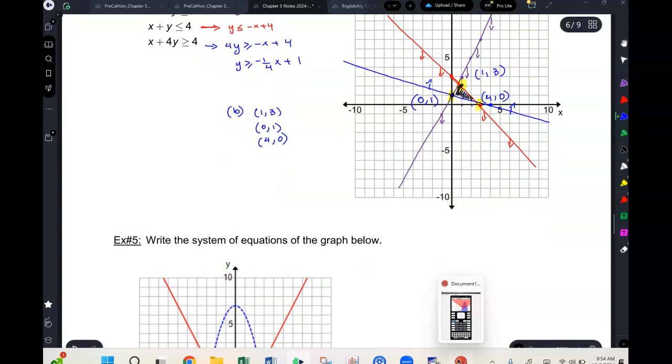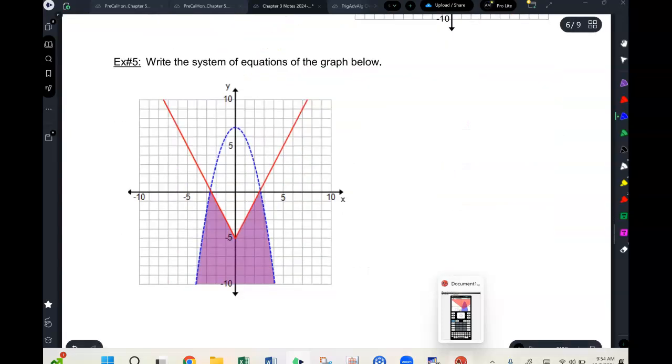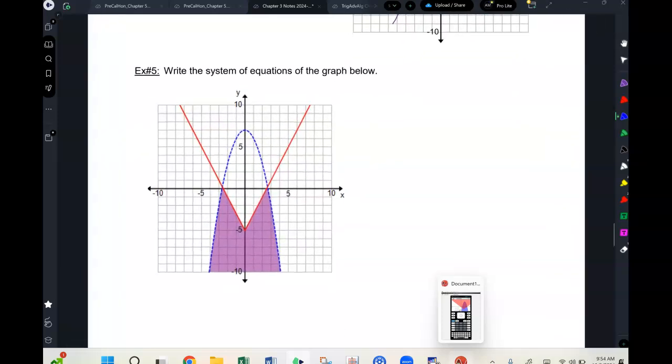All right. Any questions? Okay, lastly, let's write a system of inequalities for the graph below. We're going to, actually it's a system of inequalities, not equations. All right, so what do you guys want to do? Let's do the absolute value first, okay? So what is the vertex of the absolute value? 0, -5. So y is, I'm sorry, is it less than or greater than? Less than or equal to, because it's solid.